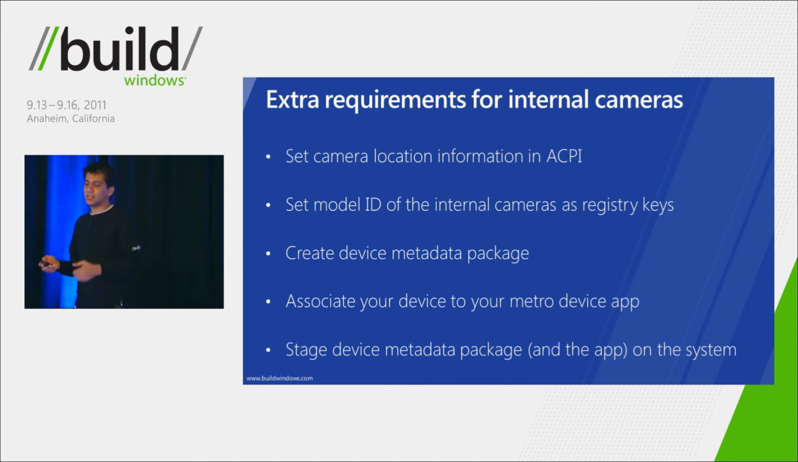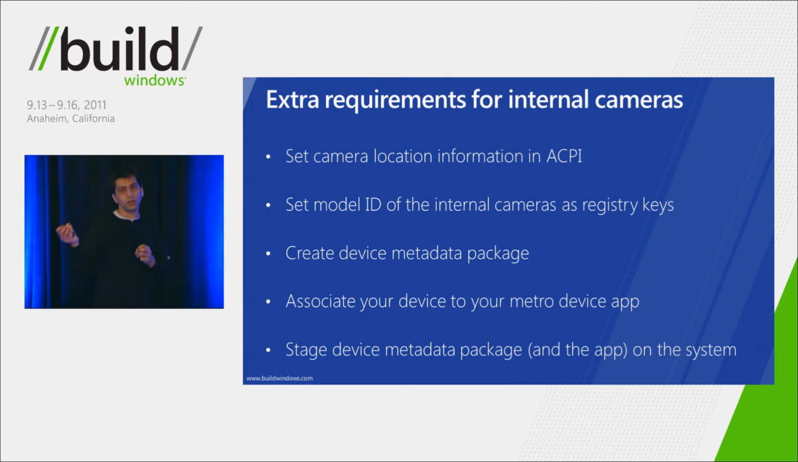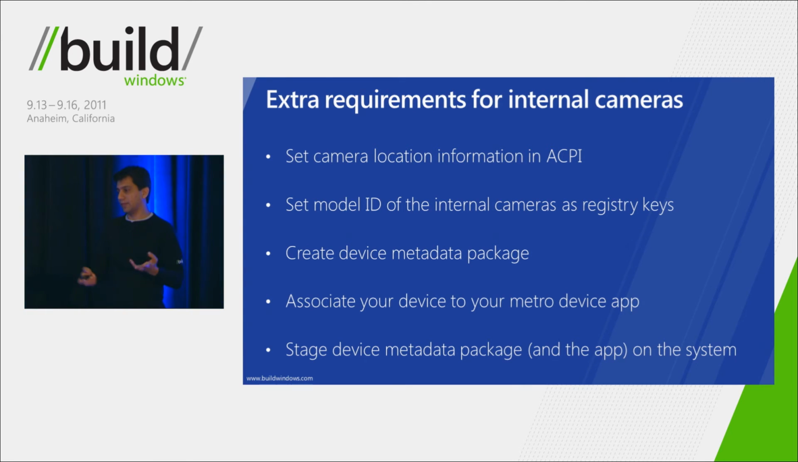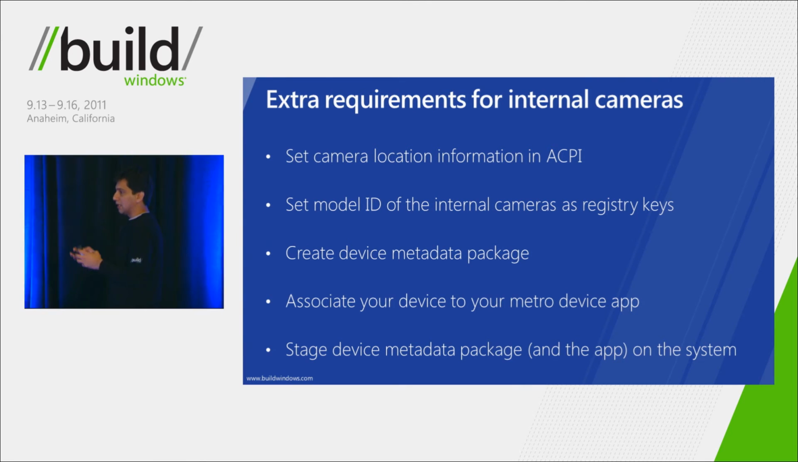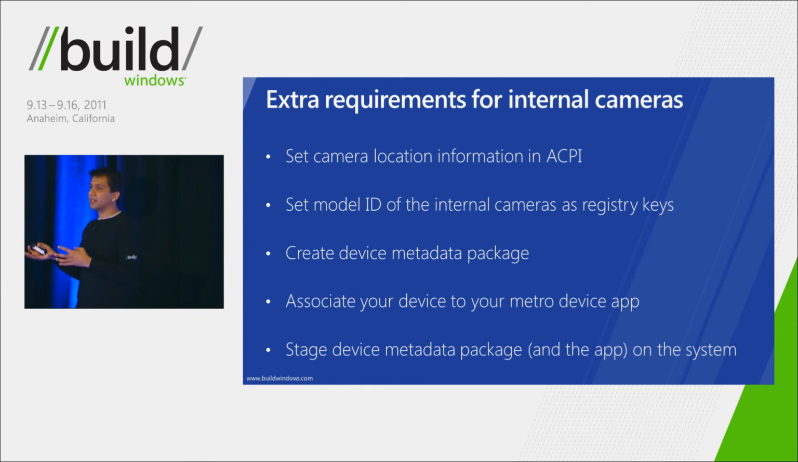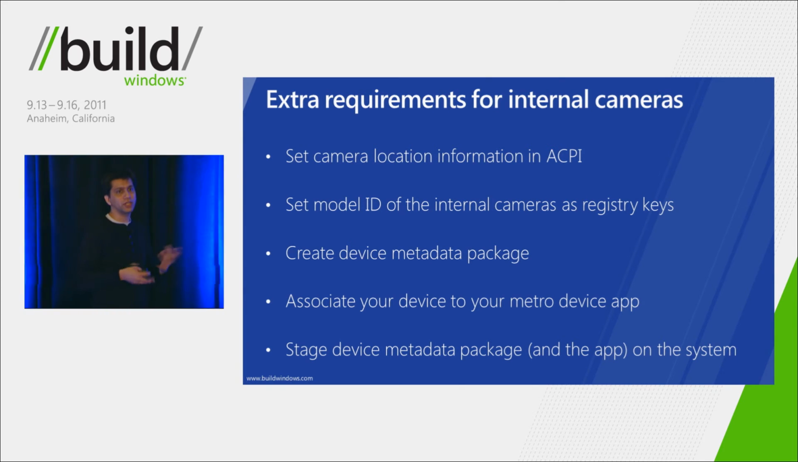Once you have done those two steps, then you do the same thing as before, which is create a device metadata package referring to that model ID that you set as a registry key, and referring to your app. And then for the case of internal cameras, you're going to stage your app as well as your metadata package onto the system using OPK or any of the other mechanisms that are already used to do pre-staging on Windows.